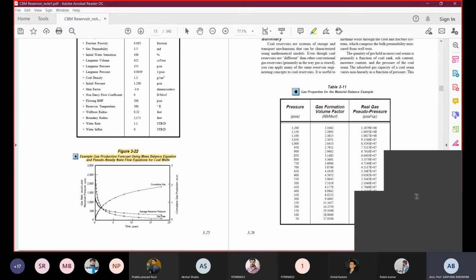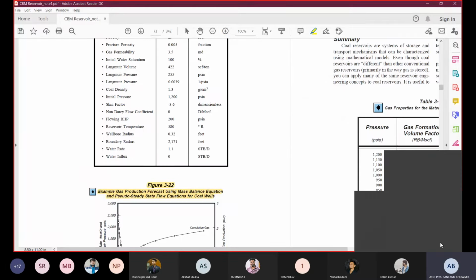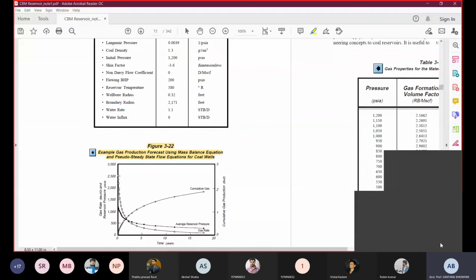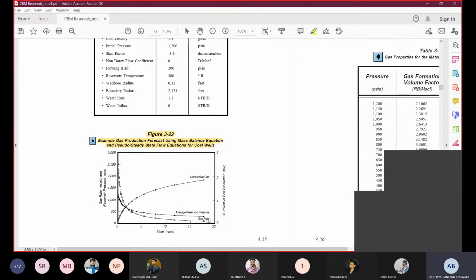Now you can see readily that as the average reservoir pressure is going to reduce, the gas production rate is going to decrease. You can see the empty square holes. Let me just increase the graph resolution. Yes, these square holes are the gas rate per stage, whereas the right side graph is showing you the cumulative gas production. And again the black markers are for the average reservoir pressure.